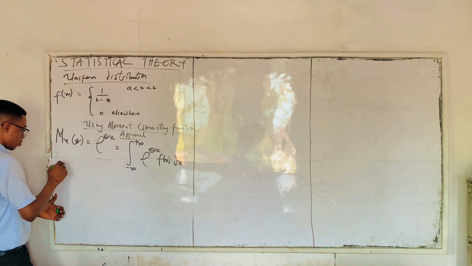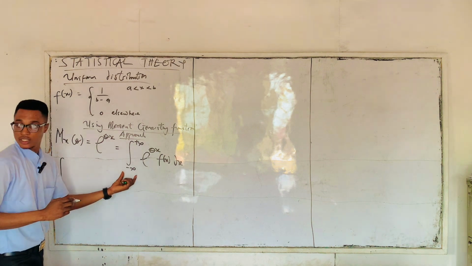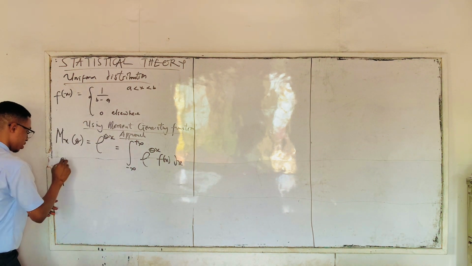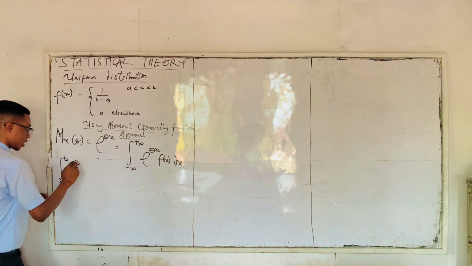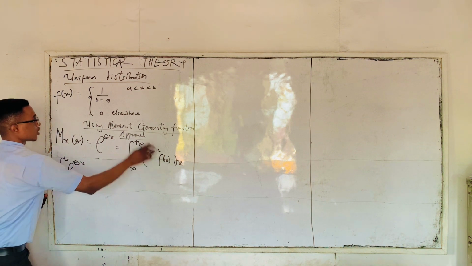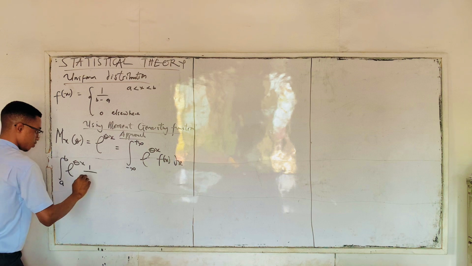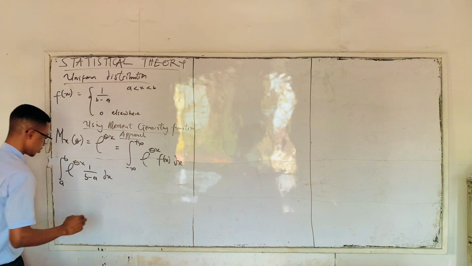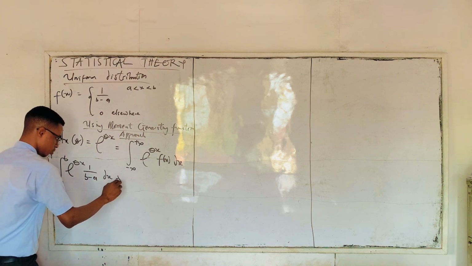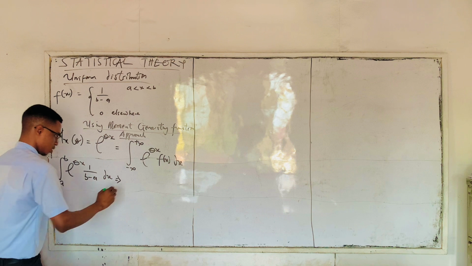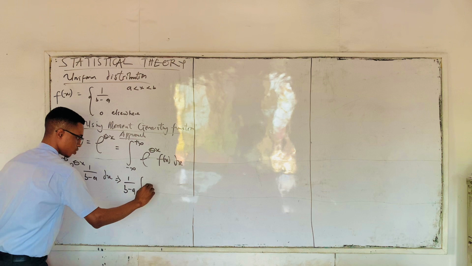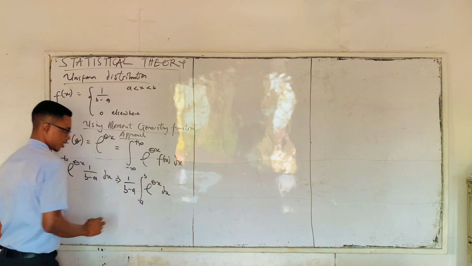Now, to get the mean, we have the integral. We already know that this distribution ranges from a to b, where we have the integral from a to b of exponential theta x times f of x, the PDF, which is 1 over b minus a, dx. What we need to do here is to bring out this. We have 1 over b minus a integral of exponential theta x from a to b dx.